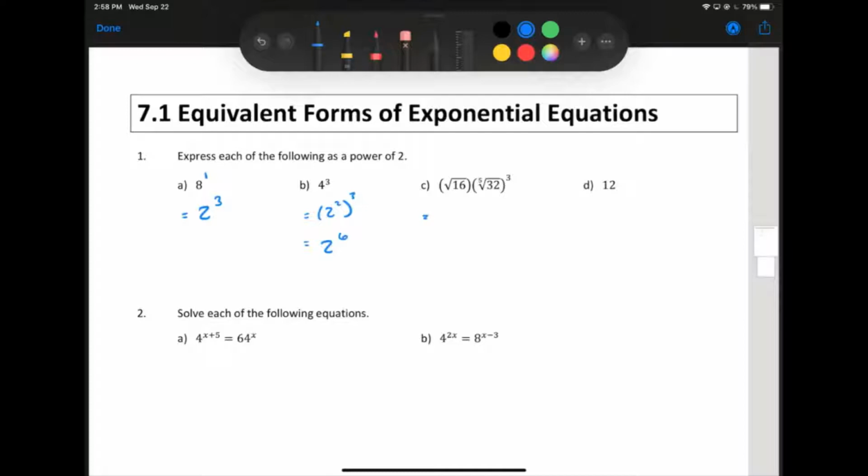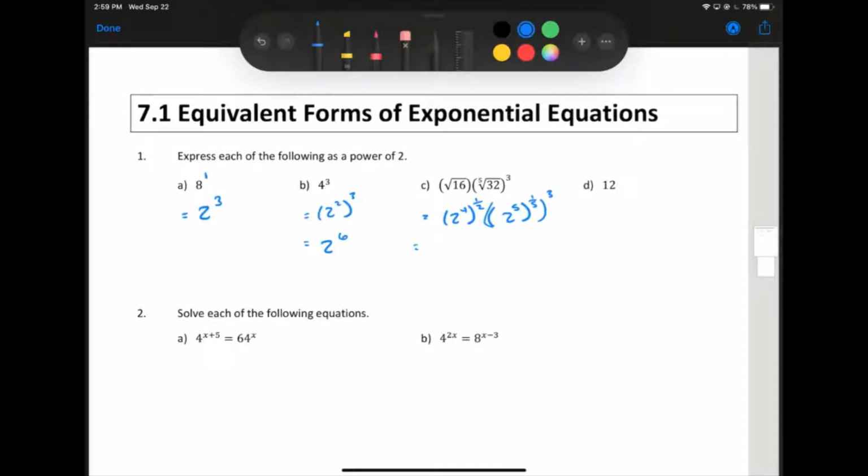For part C, this one looks a little bit trickier because it is a few extra steps. But I want to write 16 as a power of 2, and that's just 2 to the power of 4. But since I'm taking the square root of that, that's actually going to be to the exponent 1/2. And then for my 32, 32 is 2 to the exponent 5. Sorry, actually, we've got to do the fifth root first, so that'll be to the exponent 1/5. And then that whole thing is to the exponent 3.